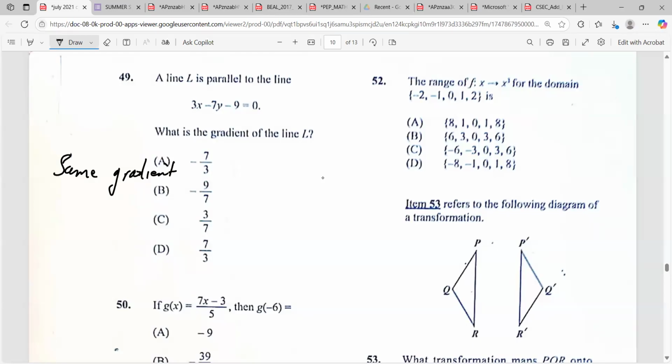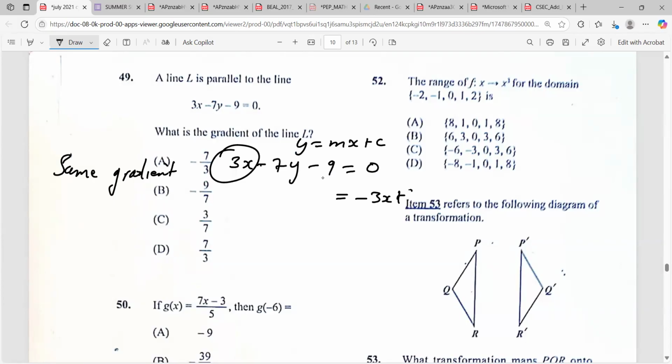So once you find one gradient, we find the next. I'm going to solve for y and make y the subject, because I want it in the form y equals mx plus c. So now we have 3x. Minus 3x, so it's going to be plus 9 when you transpose, and then you have minus 7y here. Now we are going to divide by minus 7 because we need to get y by itself. So negative cancels negative, right? This is our main focus, the number in front of x.